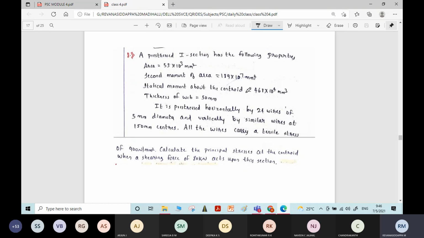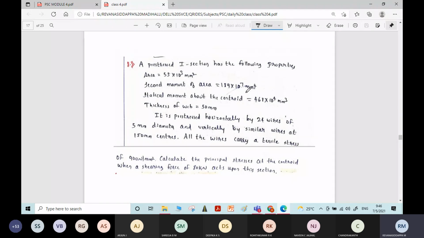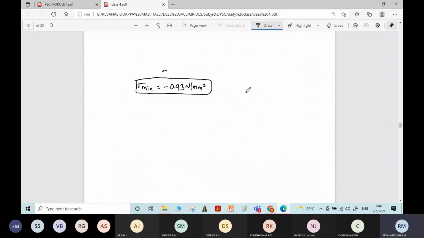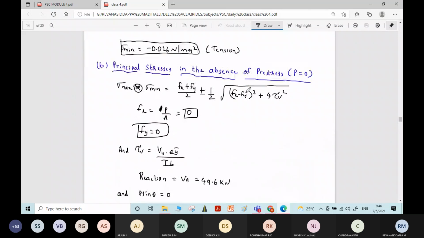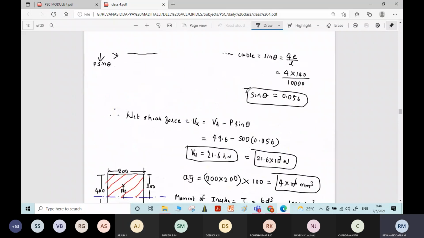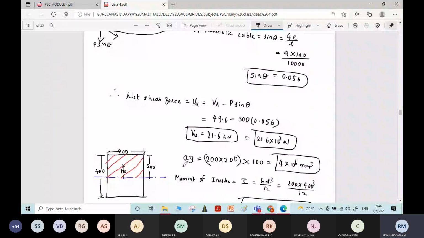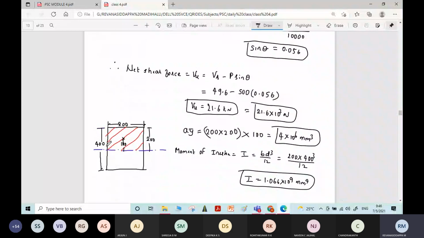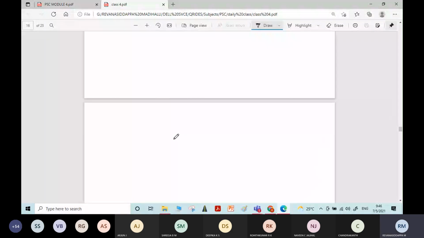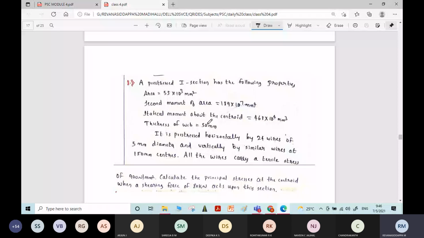Static moment about the centroid means what? It is AY bar. Okay, static. You are taking moment of area about the centroid. That is why it is called a static moment about the centroid. It is nothing but AY bar only. Don't get confused. AY bar is given. Thickness of web is given.